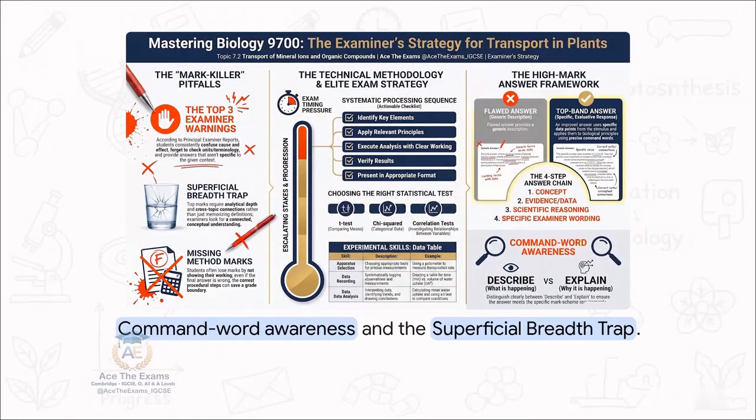For example, when looking at transport in plants, examiners explicitly warn us about the superficial breadth trap. Top marks require analytical depth. You absolutely must distinguish between the command word describe, which is simply stating what is happening using specific values, and explain, which demands that you detail exactly why it is happening based on the underlying theory. Mixing those two up is a major mark killer.